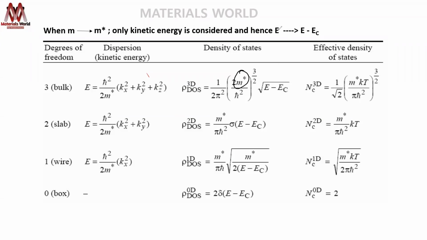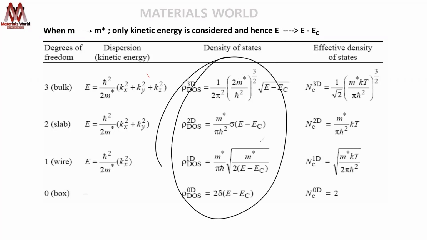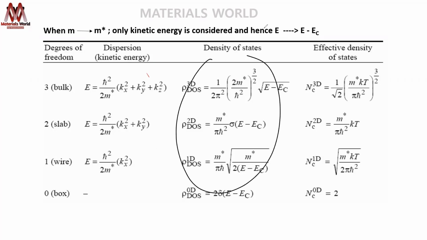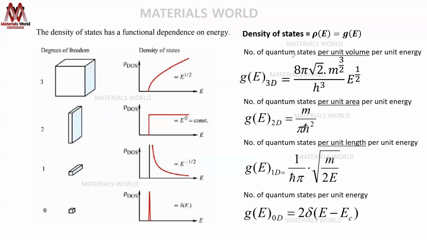All you need to do is replace this E with E minus EC. That was E to the power half, right? You have to write E minus EC to the power half, okay? And then we will replace m by m star. Then you can get this expression also. It's a similar expression. If you remember one, that G of E expression is important. Okay, this one. If you remember this, that's enough, or more than enough.